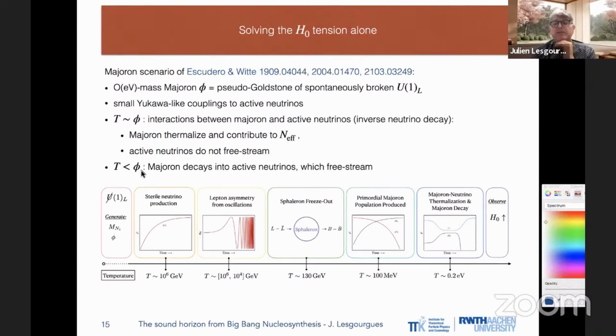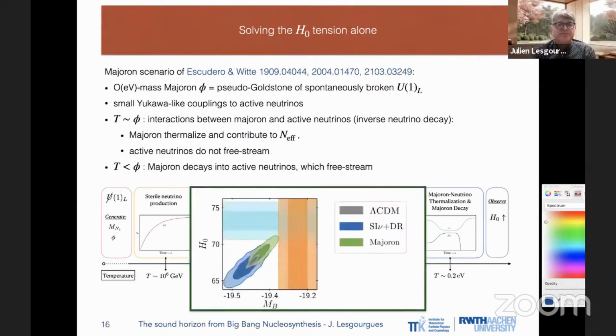And then at temperature smaller than the eV scale, the Majoron decays into active neutrinos, and the neutrinos free stream again, like in the standard model. So you can decide if from a particle physicist point of view you like this model or not, but it has a very interesting phenomenology for cosmology, and it succeeds in adjusting all these little subtle effects in the right way in order to make CMB and all other data compatible with a relatively large value of H0. I discovered this model only recently, and I must say I was impressed.